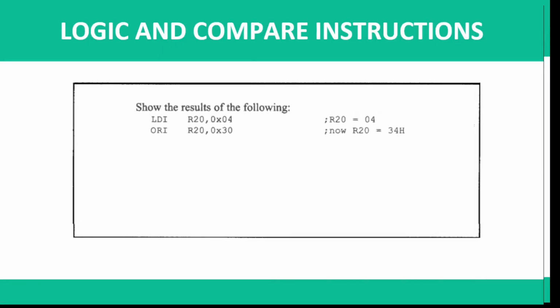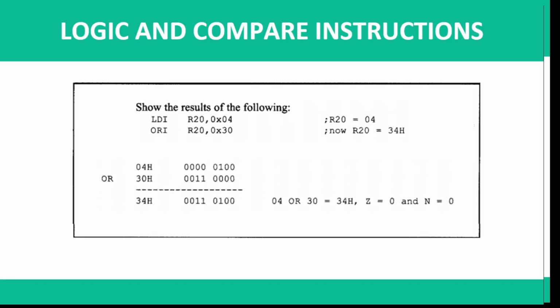Having this example, we have 04 loaded in register 20 and 0x30 loaded in, ORing it into register 20. So we have 04h and 34h ORing it together. Representing it in its binary format, we have 04h equal to 00000100 and 30h equal to 00110000.